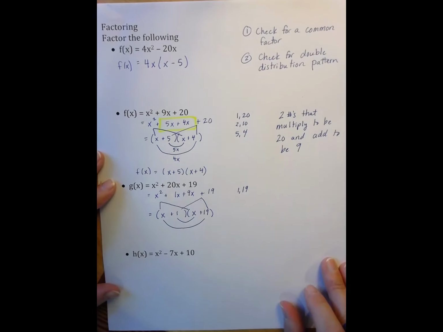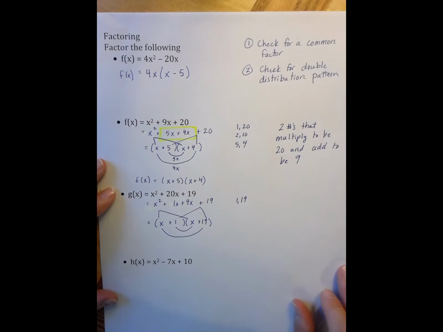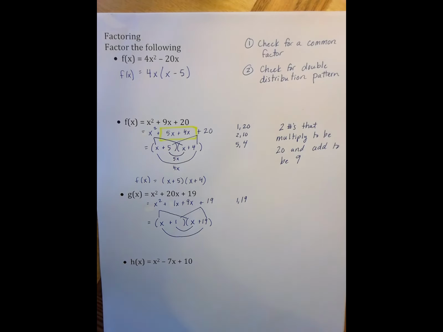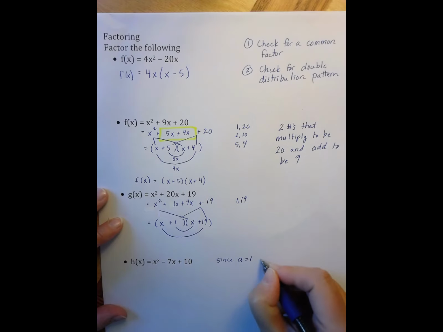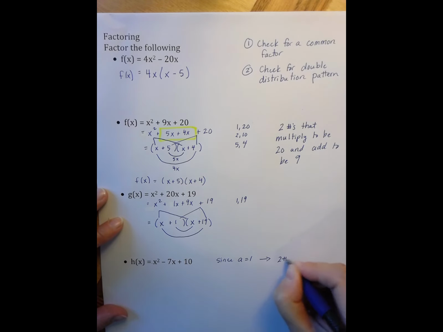Next example. Our next example, we're going to use the exact same process. One, check to see if there's anything in common to be factored out. There isn't. Two, check for the double distribution pattern. So the double distribution pattern tells me that, because my a is 1, since a equals 1, I'm looking for two numbers that multiply to 10 and add to negative 7.